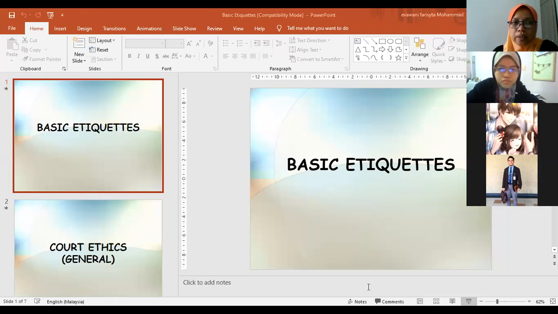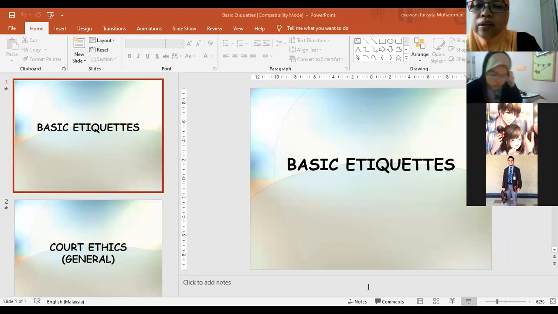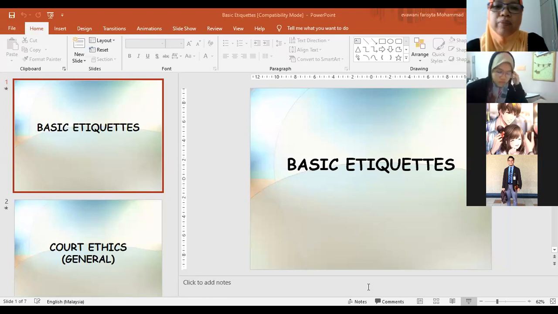So basically, what is required: be present in the courtroom before 9 a.m. or at any time fixed by the court. Mahkamah bermula jam 9 pagi. Ada satu ketika dulu zaman Tan Sri Zaki, mahkamah bermula lebih awal daripada pukul 9 pagi. Kalau dia bermula pukul 8.30 ke pukul 8 ke, you have to follow the instruction of the court. Kalau mahkamah kata pukul 8 pagi, you kena datang sebelum pukul 8 pagi, or any time fixed by the court.